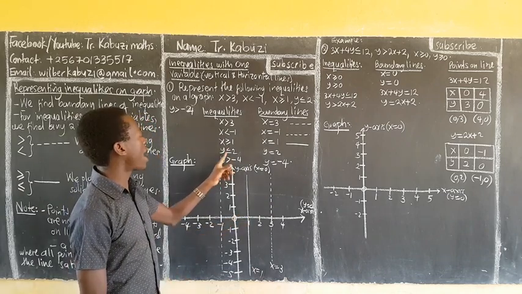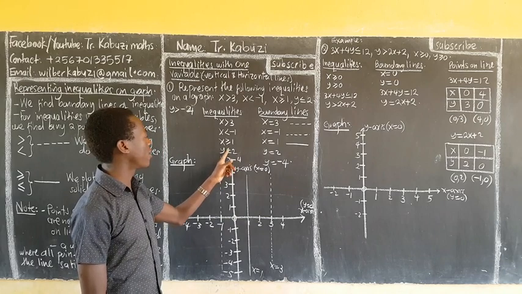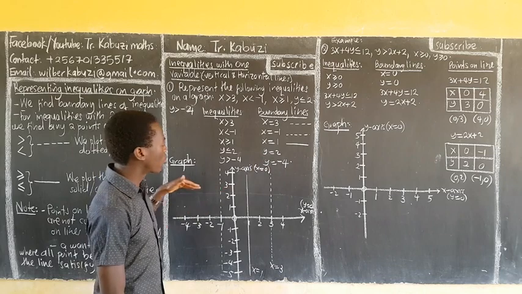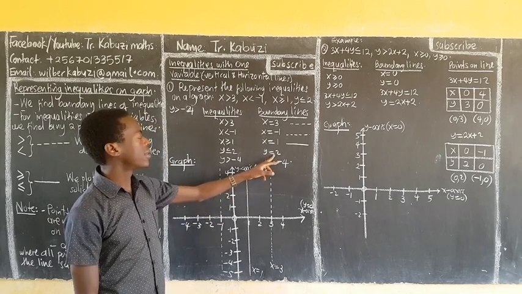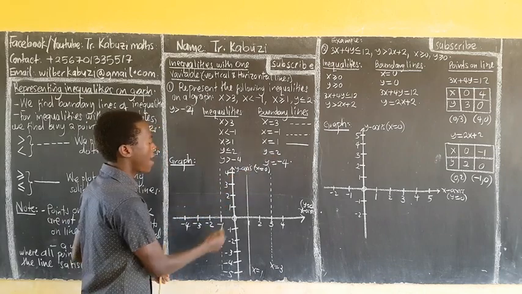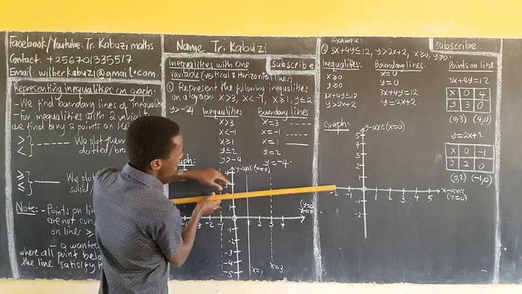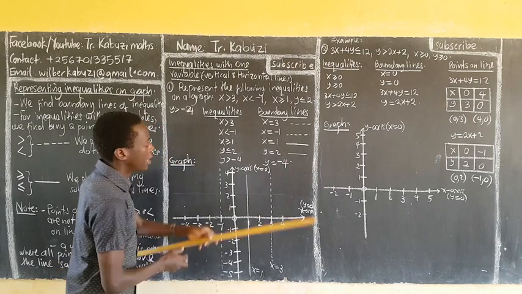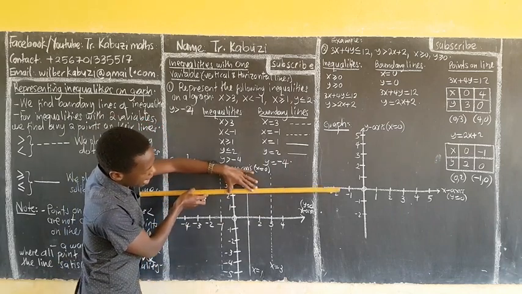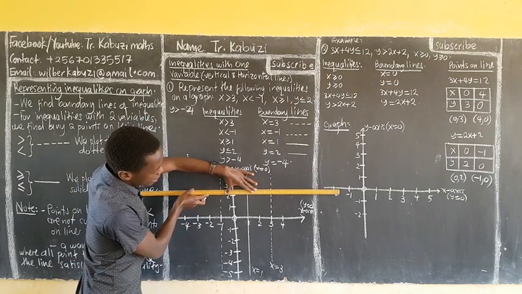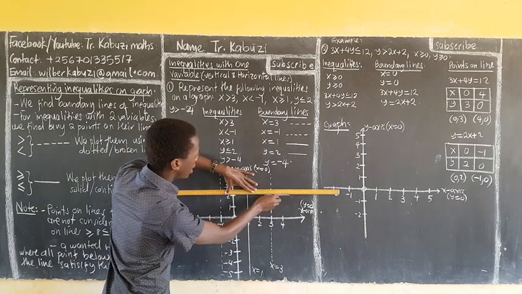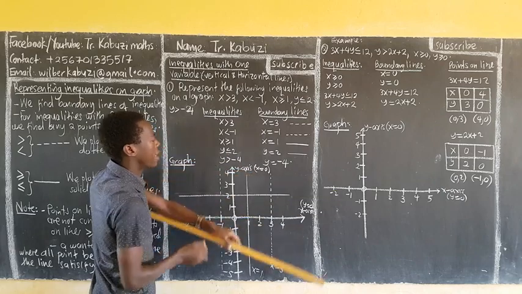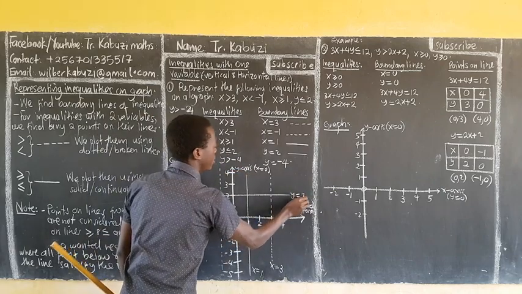When I come to y greater than or equal to 2, this one is on y, meaning it's going to cross the y-axis. I come on y where it is 2. Because of this sign, it's going to be a solid line. So I put my ruler like that and draw it. I'm using solid because of the sign. So this one is y equals 2.